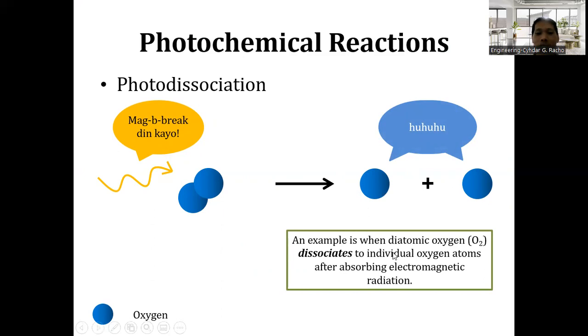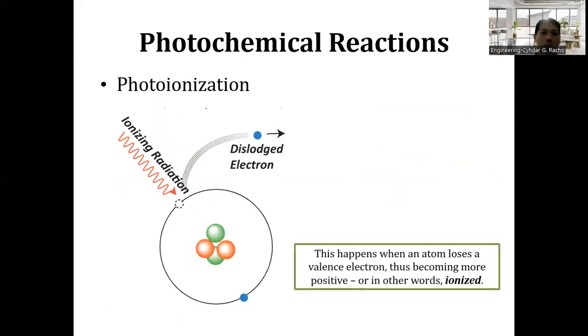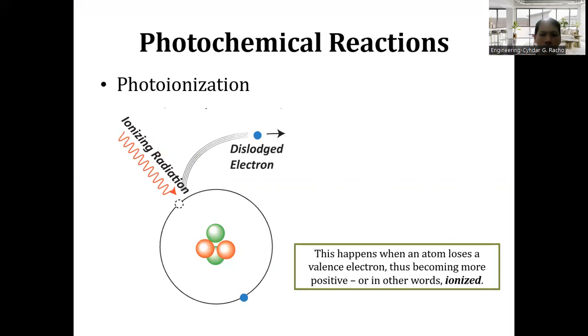So an example is when the molecular oxygen O2, two oxygens banded together, dissociates to individual oxygen atoms after absorbing the electromagnetic radiation. Photoionization happens when an atom loses a valence electron, thus becoming positive, or in other words, ionized. So the electron is dislodged, and the atom loses its valence electron. That's why it becomes more positive, or it is ionized.